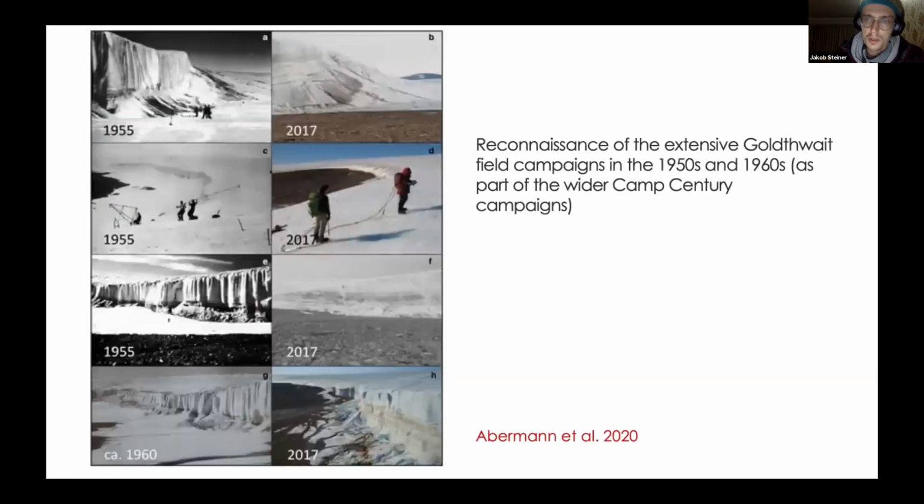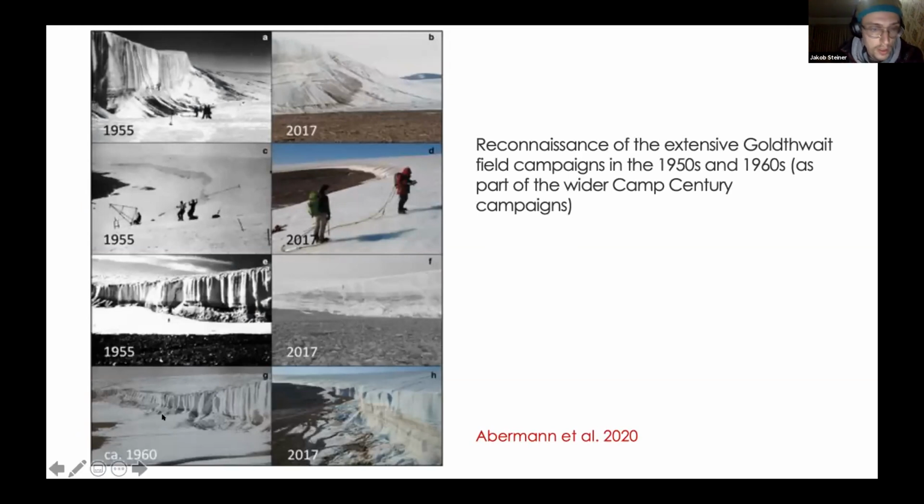And who were these people? So this was exciting work led by Richard Goldthwait, who led field campaigns there in the 50s and 60s as part of the wider Camp Century campaigns, investigating how to access the ice sheet with heavy machinery. And they put together really impressive work that we relied on and that we tried to revisit.